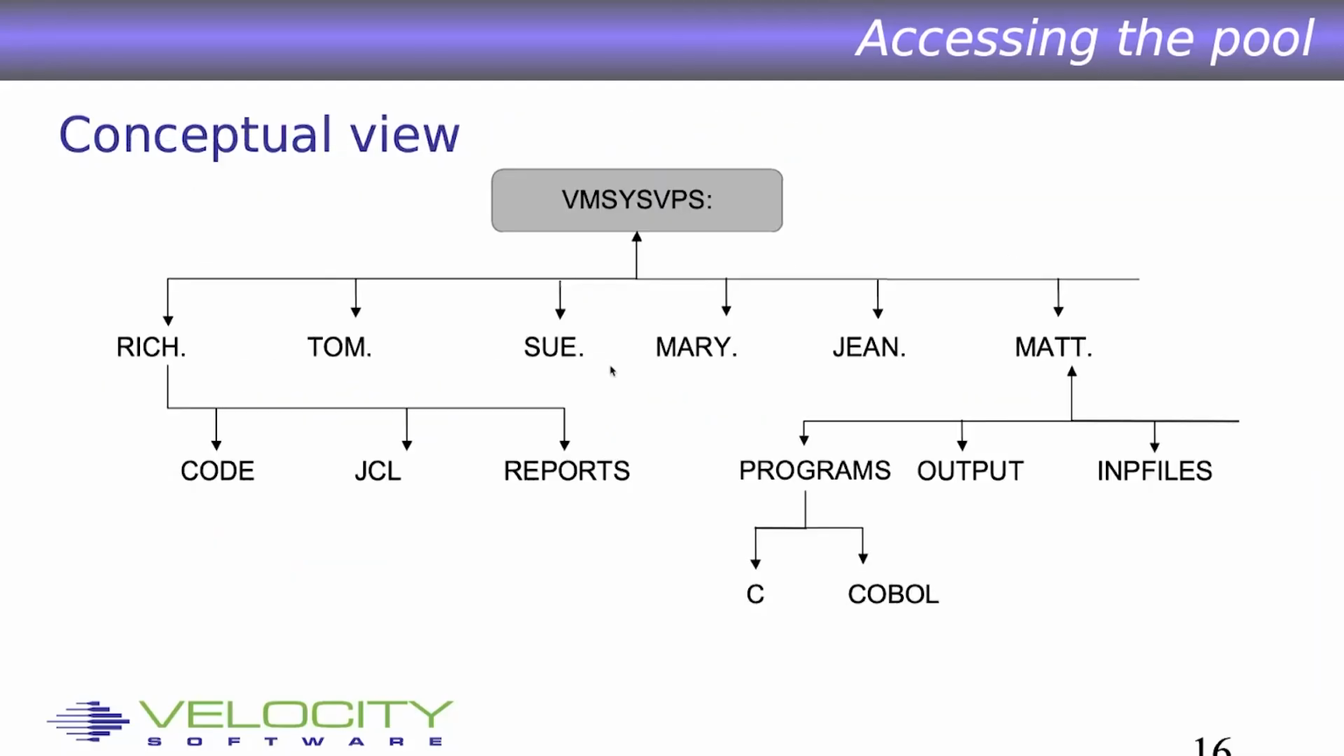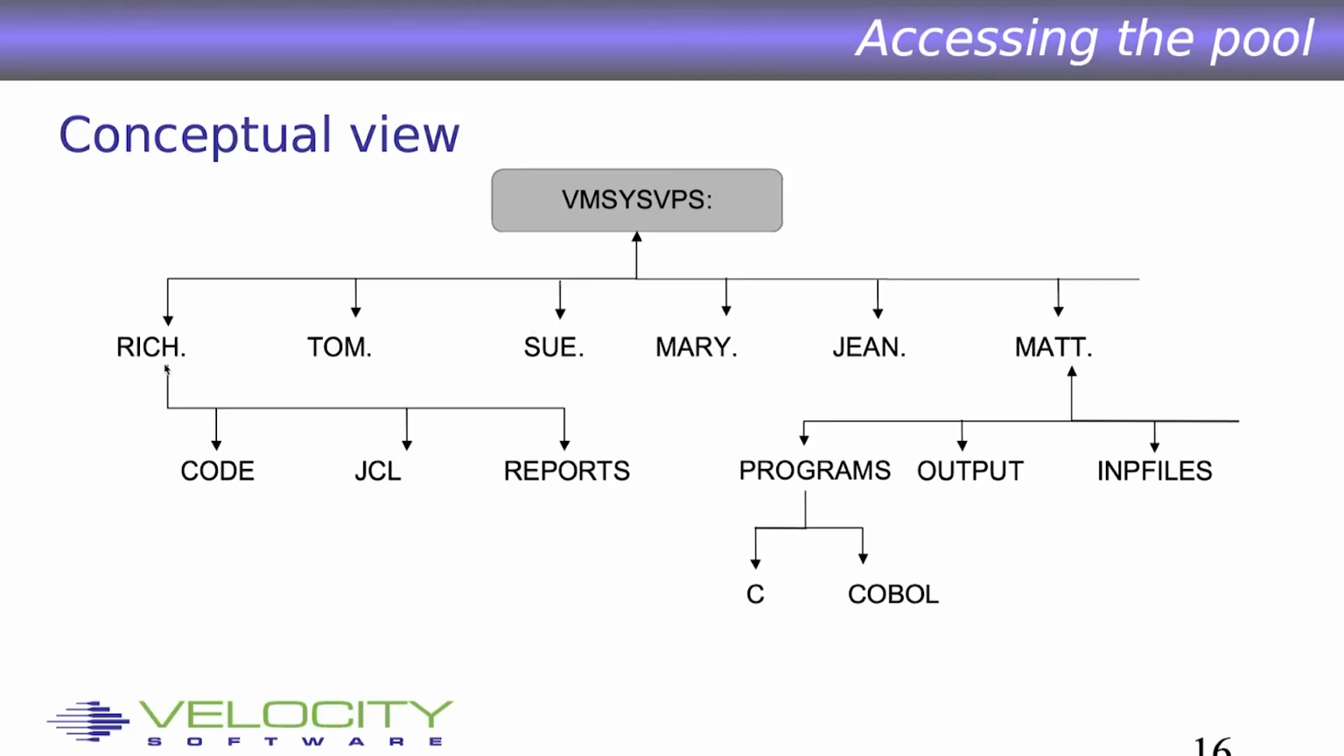Now, conceptually, the file pool looks something like this. We have the file pool up on top here, vmsys VPS, and we have a bunch of users defined to the file pool. These are top-level directories, or we also call them file spaces. So Rich has space in the pool, Tom has space in the pool, Sue, Gene, Matt, all these users have space in the pool. So their space is called a file space.